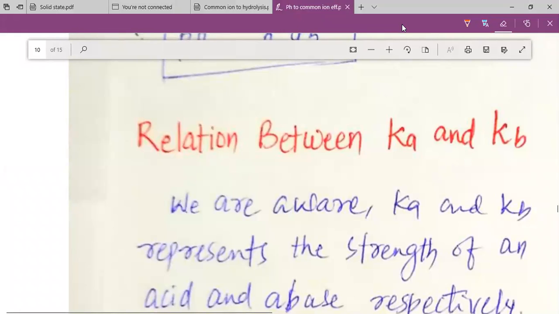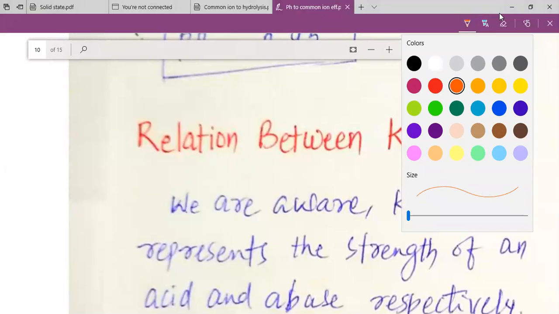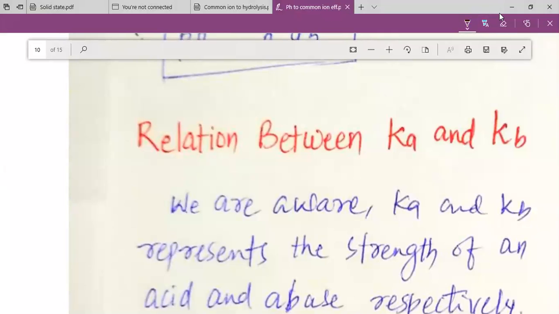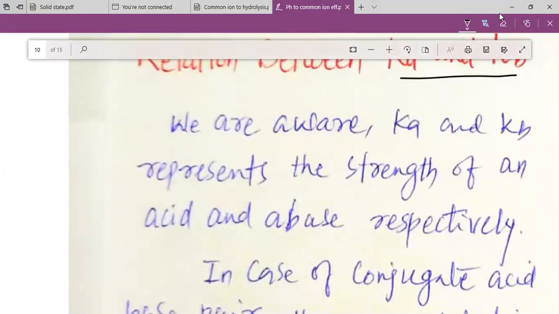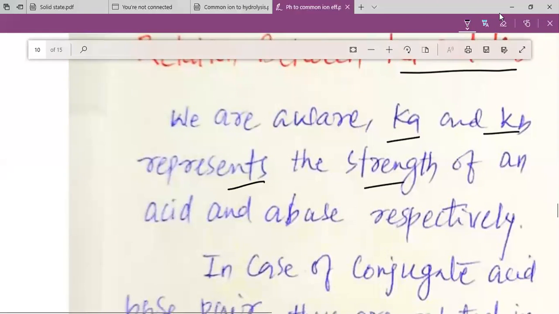Today, we want to study the relationship between the acid dissociation constant Ka and the base dissociation constant Kb. We are aware that Ka and Kb represent the strength of an acid and a base respectively.